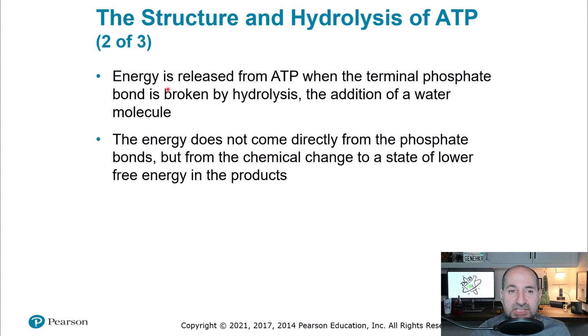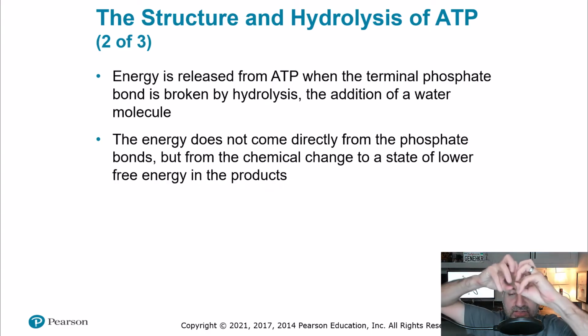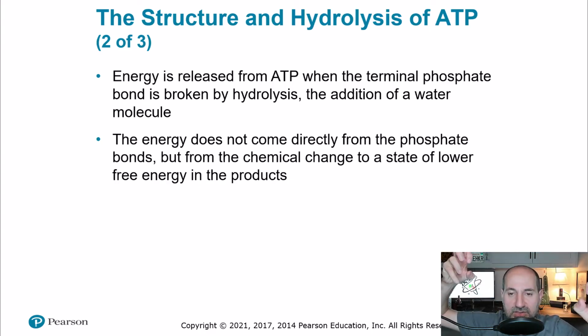So again, energy is released from ATP when that terminal phosphate, that means that third phosphate, the terminal phosphate bond is broken by hydrolysis, the addition of water. The energy does not come from the phosphate bonds, but from the chemical change to a state of lower free energy of the products. The fact that phosphate group leaves with such tenacity, that's what causes the release of energy.